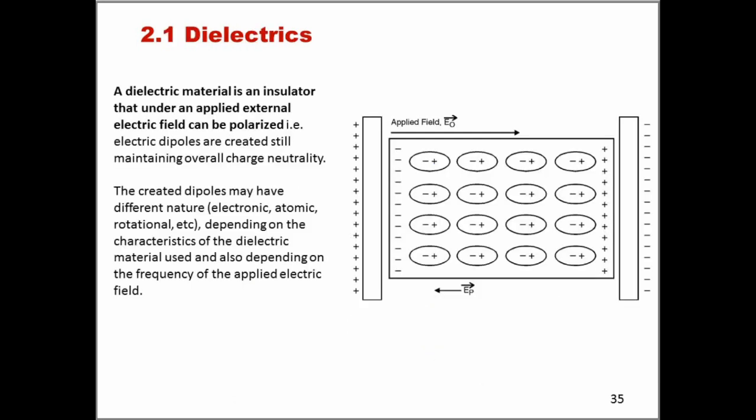Okay, let's have a look now at dielectric materials. We already anticipated that a dielectric material is an insulator, and that under an applied external electric field, the material can be polarized. This means that under the influence of this electric field, electric dipoles are formed, and these orient themselves along the electric field.